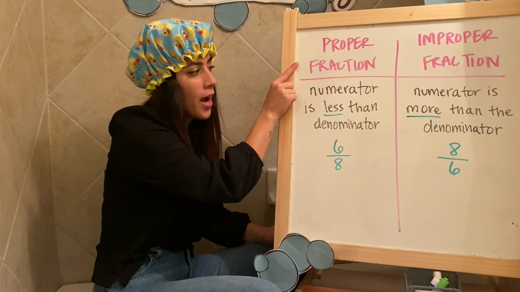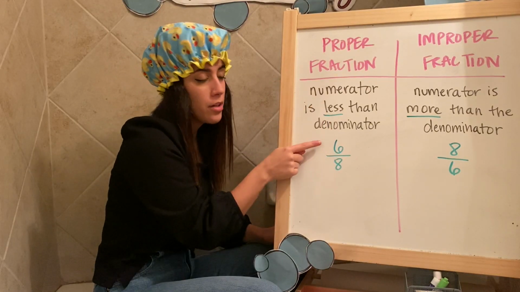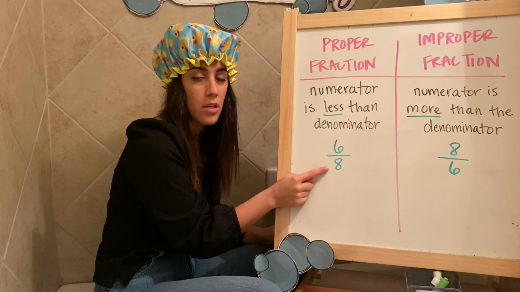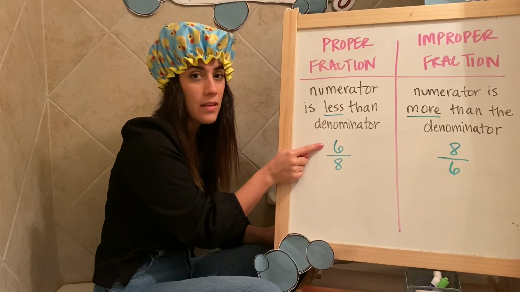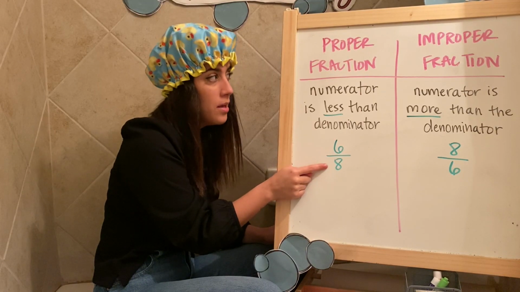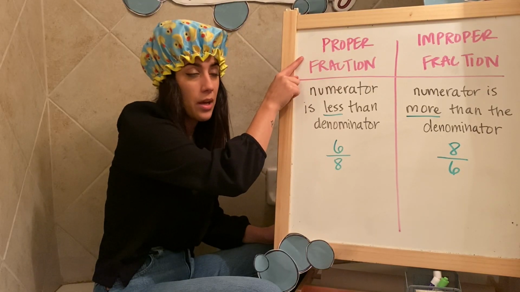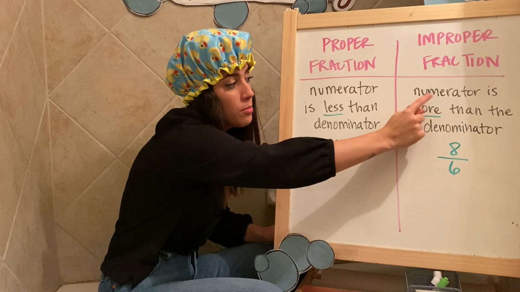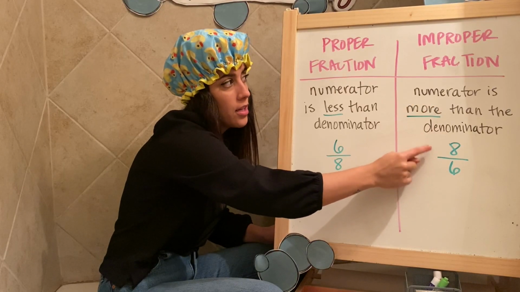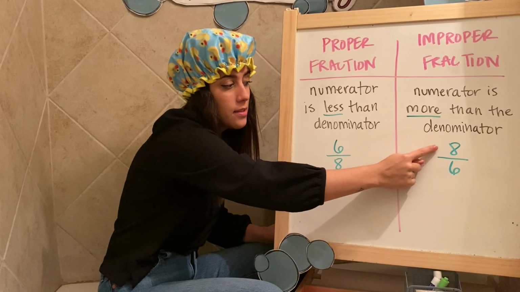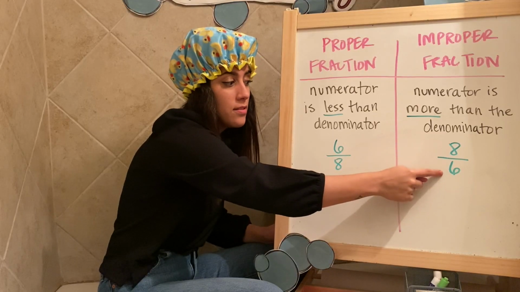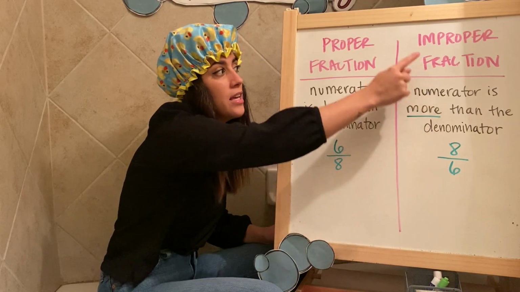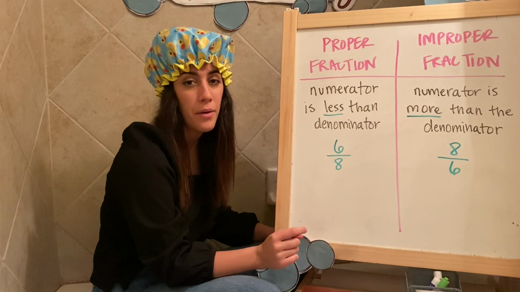A proper fraction is when the numerator, the number on top, is less than the denominator, the number on the bottom. So if this number is less than the number on the bottom, it is a proper fraction, okay? If, just by switching them, the numerator is more than the denominator, it is an improper fraction. So the 8 on top being bigger than 6 on the bottom, if that is the case with any fraction that you have, it is an improper fraction, okay?